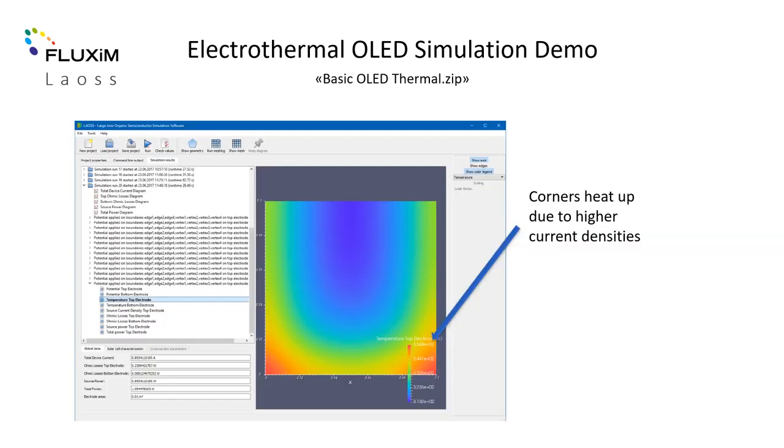For simplicity, we only simulate half of the OLED panel. You can clearly see that the temperatures are the highest in the corners and drop towards the center of the panel by about 40 degrees Celsius. One could now easily play around with some of the parameters in the simulation to check how this detrimental effect could be decreased.